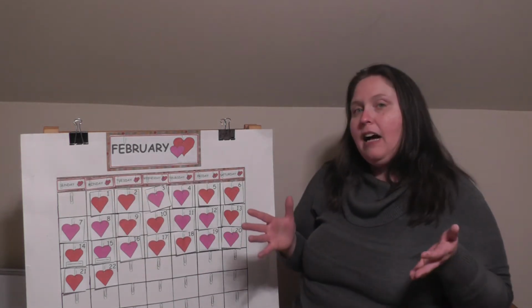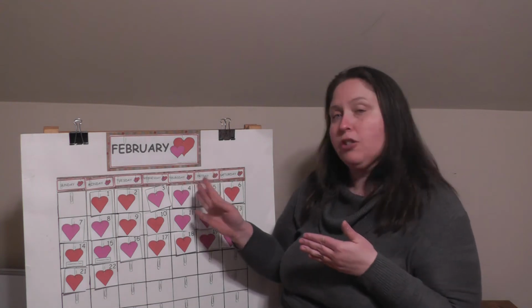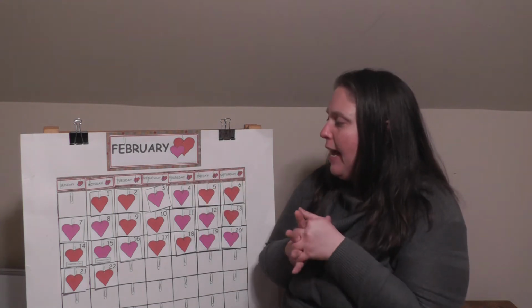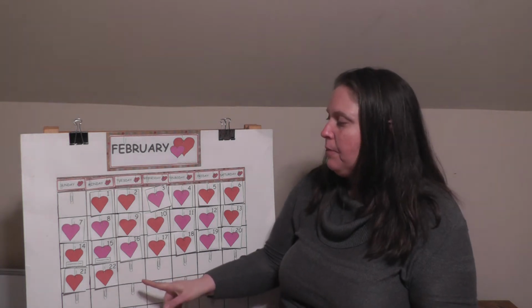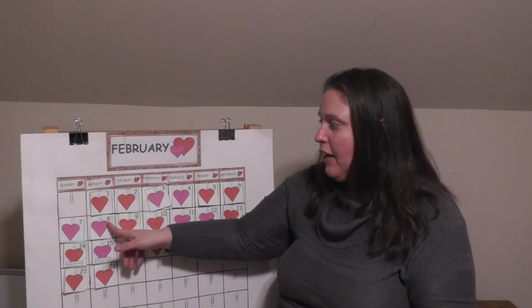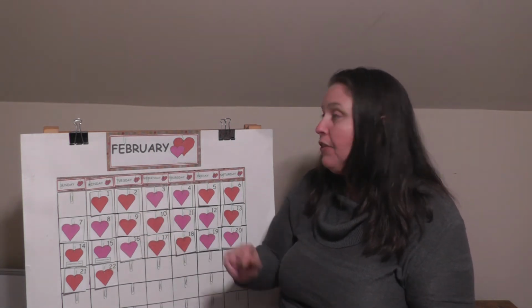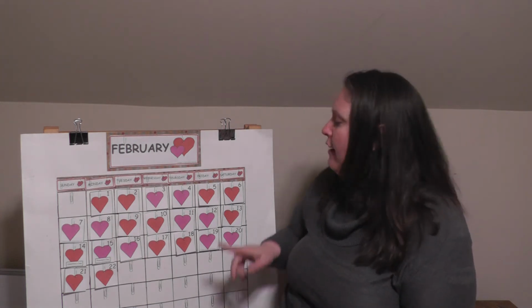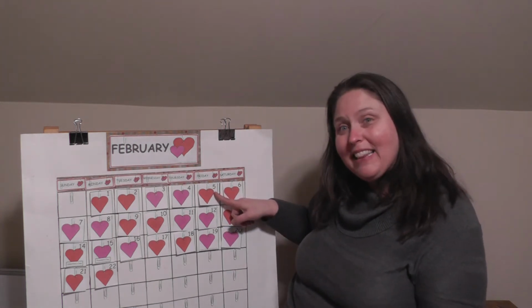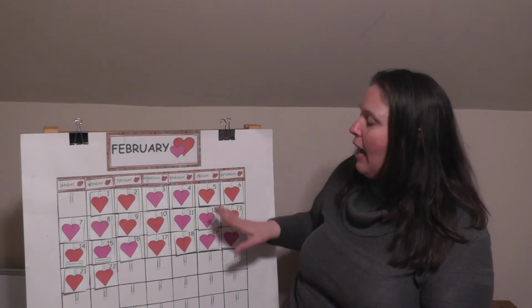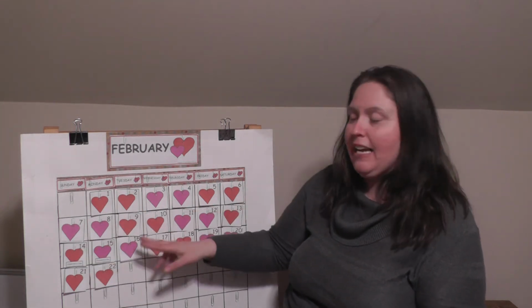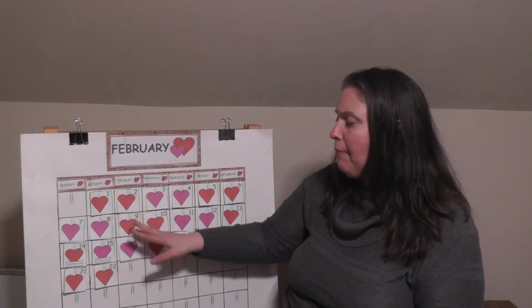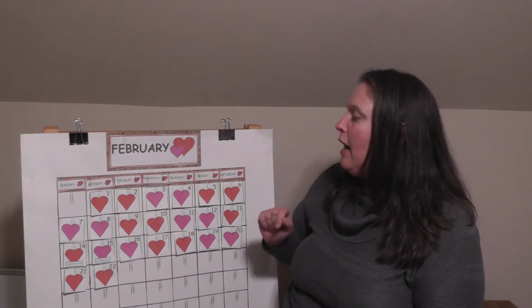And then I would still continue to work on this calendar. So I'd be like, okay, can you find the 8? Where is the 8? Good, it's right there. You are right. What about the 5? Can you find the 5? You're right, it's right there. Good job. So I would go back and I would work on these numbers 1 through 10 and have them come up and touch the numbers.